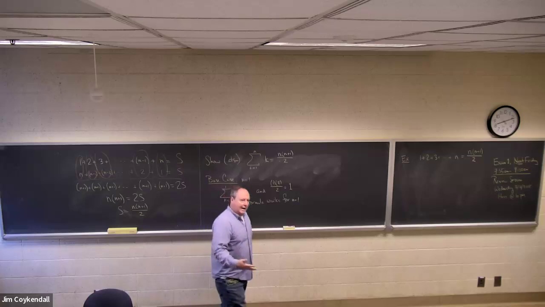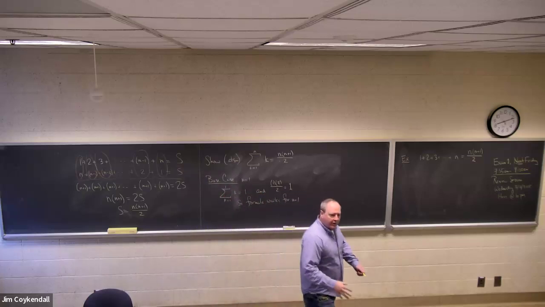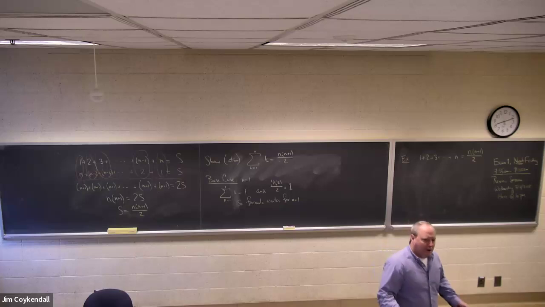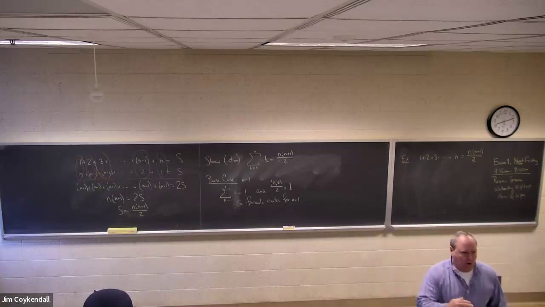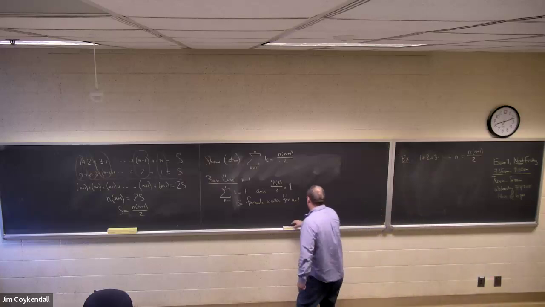Now, we want to build a ladder. We've got the bottom rung here. We know that it works in the smallest case. We now want to show that if it ever works for any rung on the ladder, it works for the next rung. So let's see how that works.